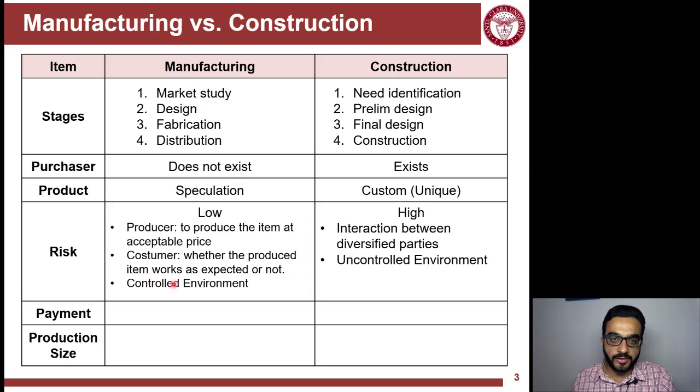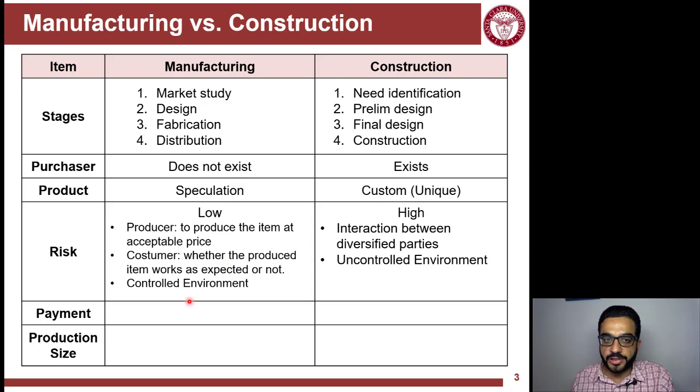And the main reason here is that you're working within a controlled environment. But in construction, it's a high risk for everyone. The owner has to make sure that the project is within budget and satisfies the requirements. For the builder, it's a very uncontrolled, outdoor environment.